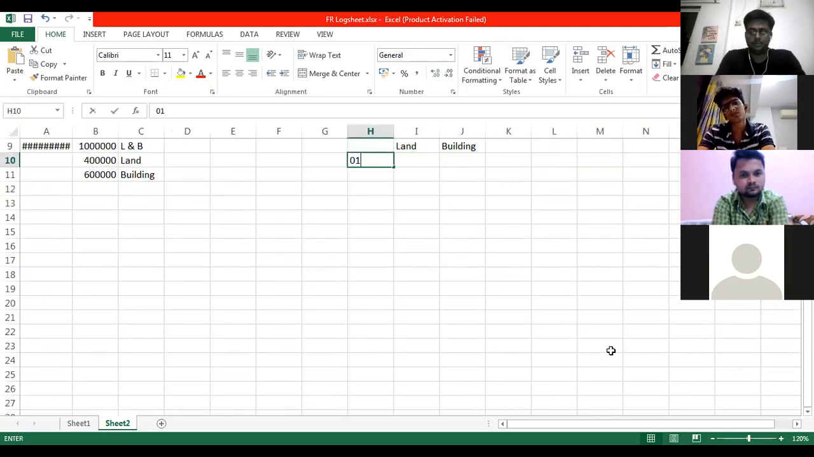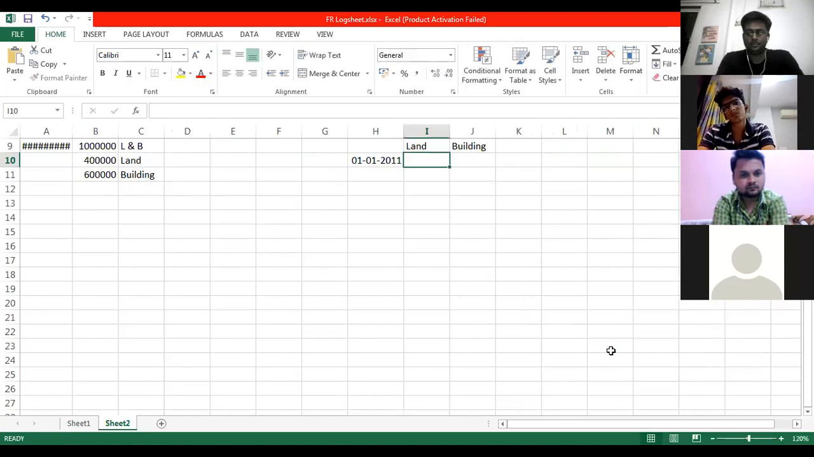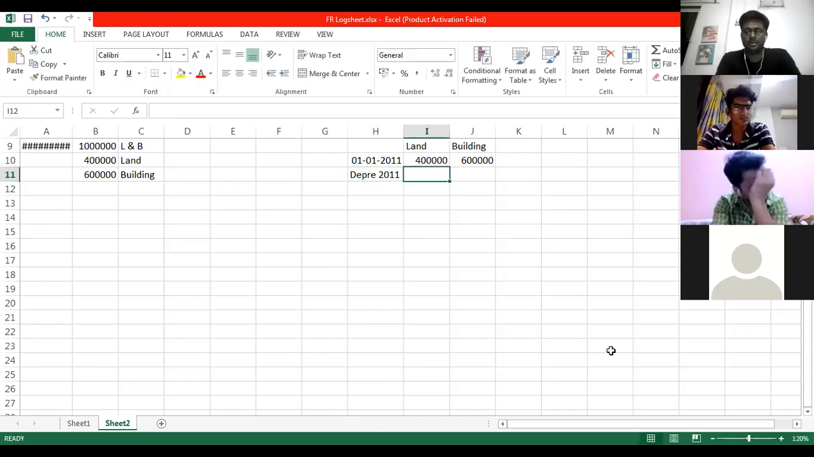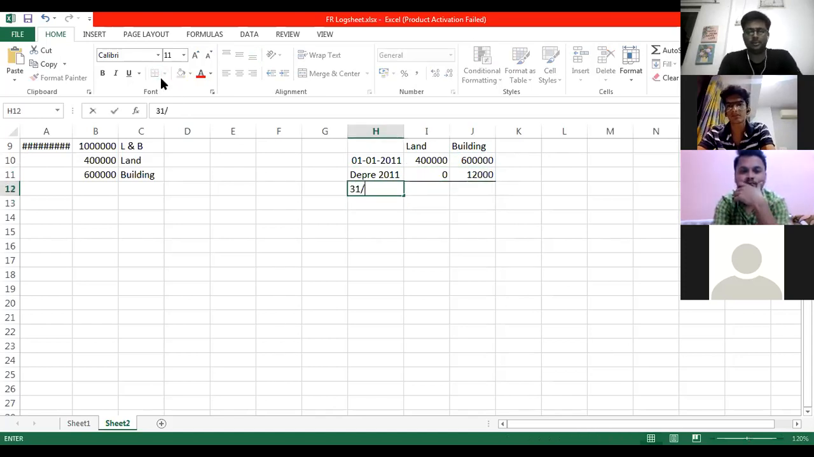This is on 1st January 2011. Okay, now cost model means we simply need to calculate depreciation for 2011. So depreciation 2011, now land is a non depreciable asset, that means here it will be zero, and life of building is 50 years. So 50 years means simply divide this by 50. So this is our annual depreciation. So this is the value, that is on 31st December 2011. What is the value? 4 lakhs and this minus this, 588.